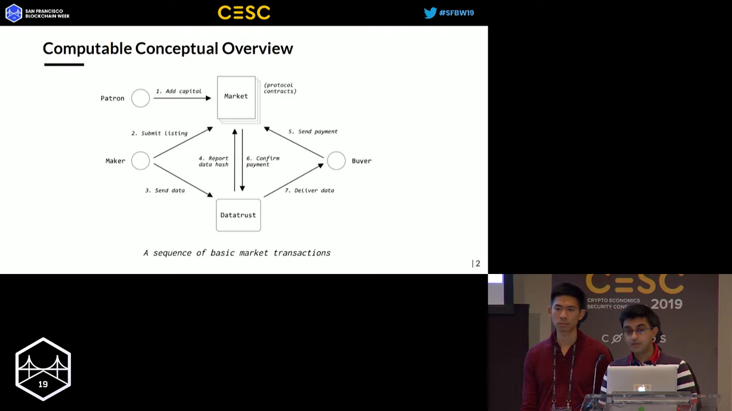Now you have the place to store the data set, but you need a way to gather it. So we call these data set gatherers.